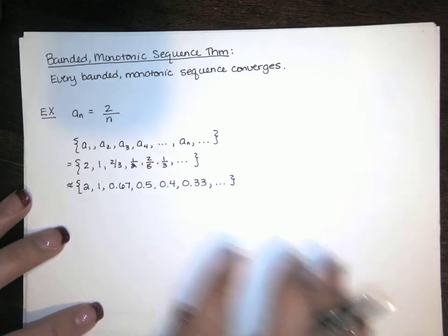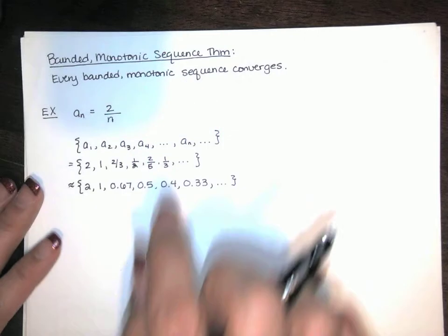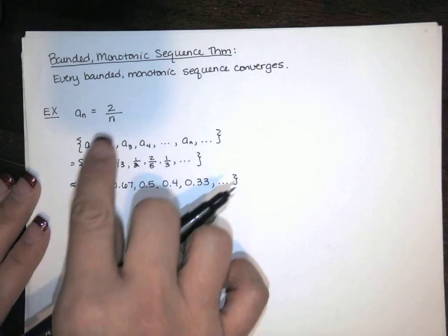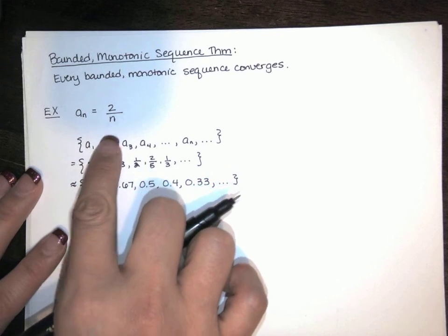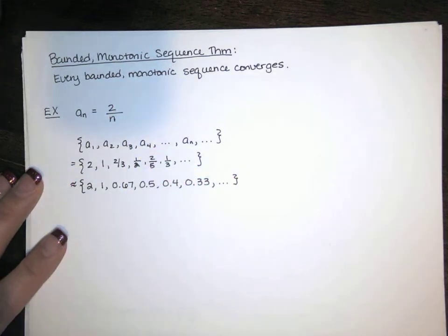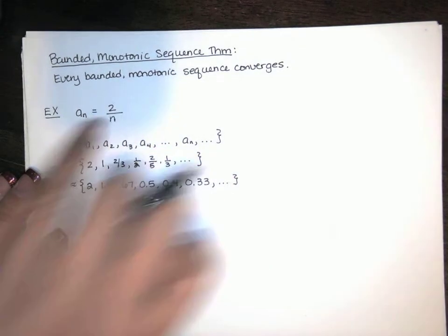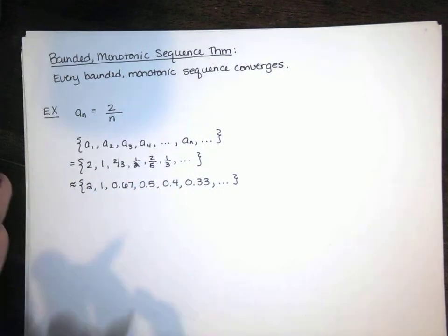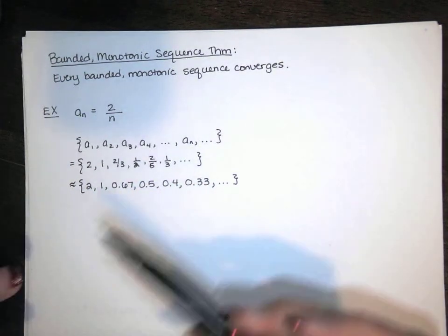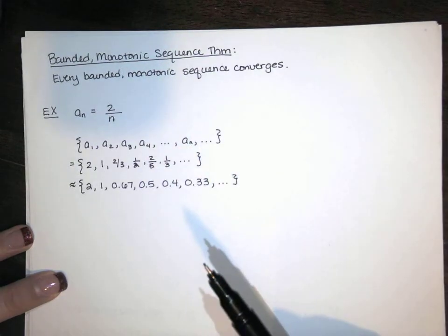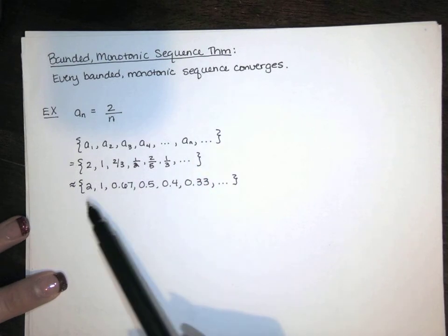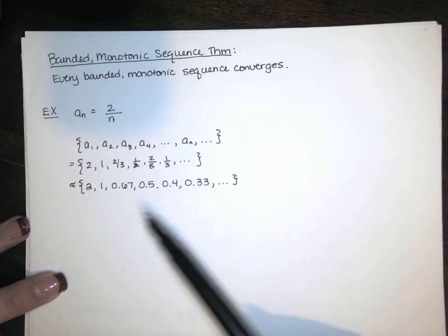This is actually one where we wouldn't need the bounded monotonic sequence theorem. We know this one converges to 0 because as n goes to infinity, 2 over a large number is going to be a very small positive number. We're going to get 0. But I just wanted to show you one where we could show that it's clearly bounded and monotonic. So let's talk about bounded. Is it bounded?